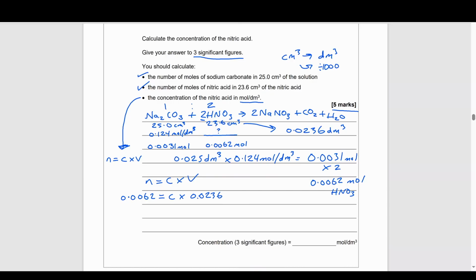So we're then rearranging to find the concentration now. So it's going to be 0.0062 divided by 0.0236. Doing that now, we will get a value for a concentration of 0.2627. Continuing. But our concentration, they said to us we need in 3 significant figures. So 3 significant figures from this would be 0.263.